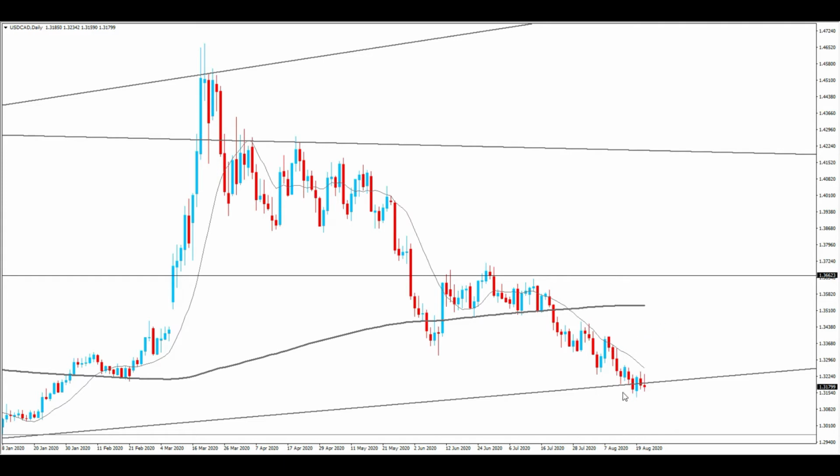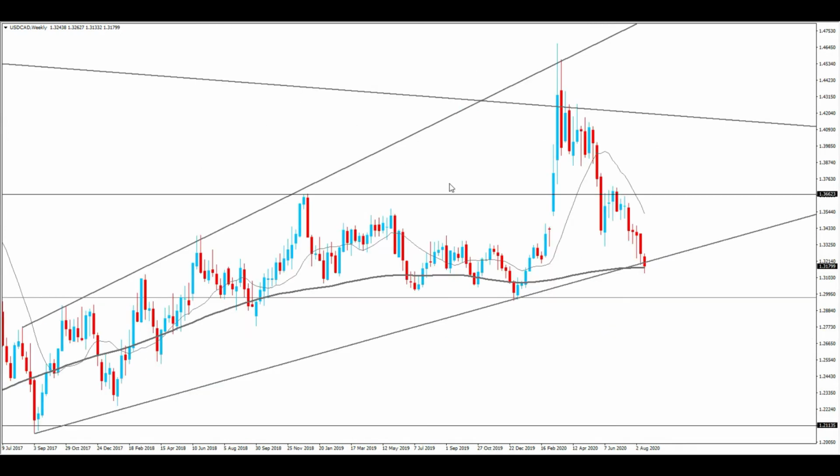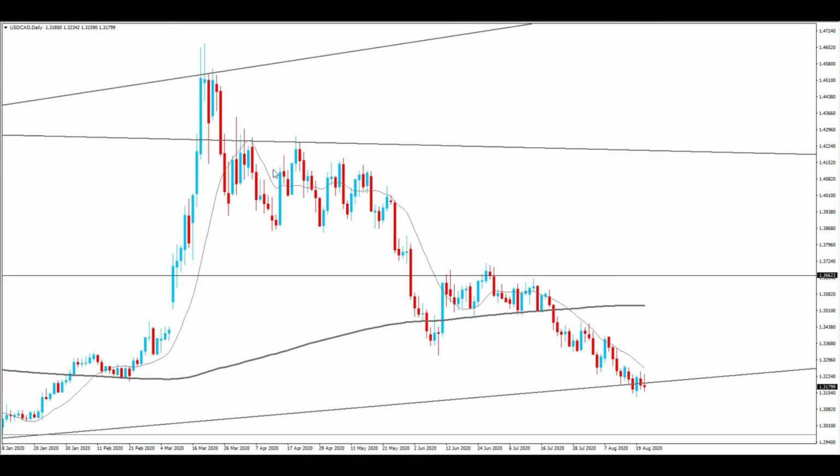But again, if you do get a nice break of that trend line and the 200 moving average on the weekly chart, you could just be scaling down to your lower time frames and then possibly take advantage of that and look for sales to the downside until this area at least. But we could be seeing a reaction from there. But again, bias is still to the upside, and you can be looking for buys in the market for USD CAD on the lower time frames.